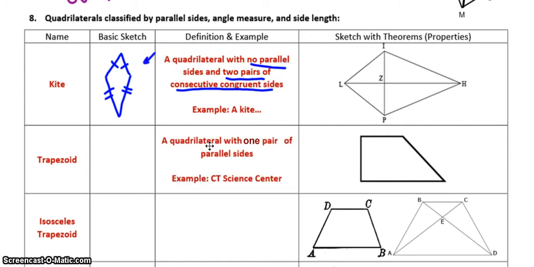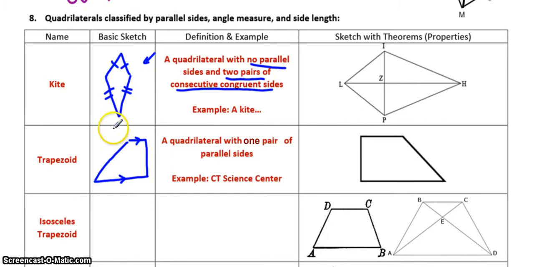Next we have a trapezoid. A trapezoid is a quadrilateral with one pair of parallel sides. So for example, there's one side, there's another side. I will mark them as parallel by drawing the arrow on both of them and then join those sides together. Notice that the other two sides are not parallel. A trapezoid only has one pair of parallel sides.